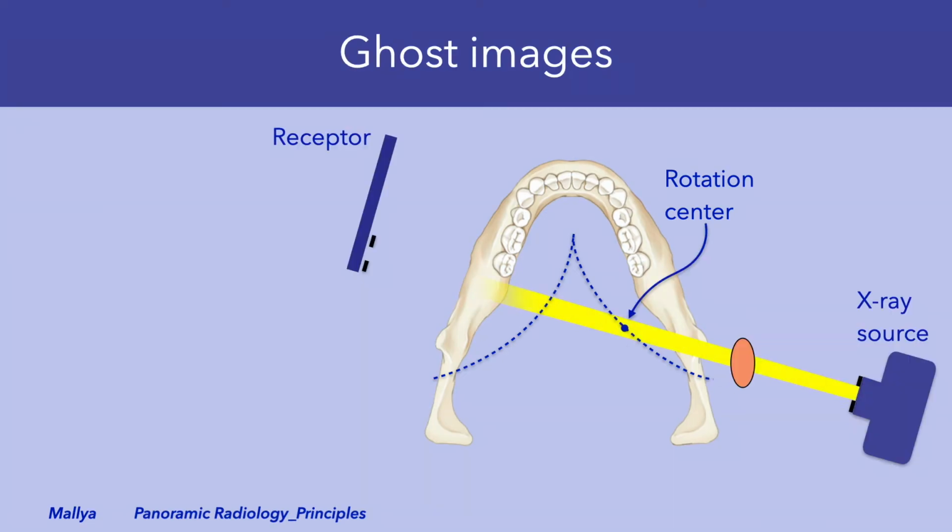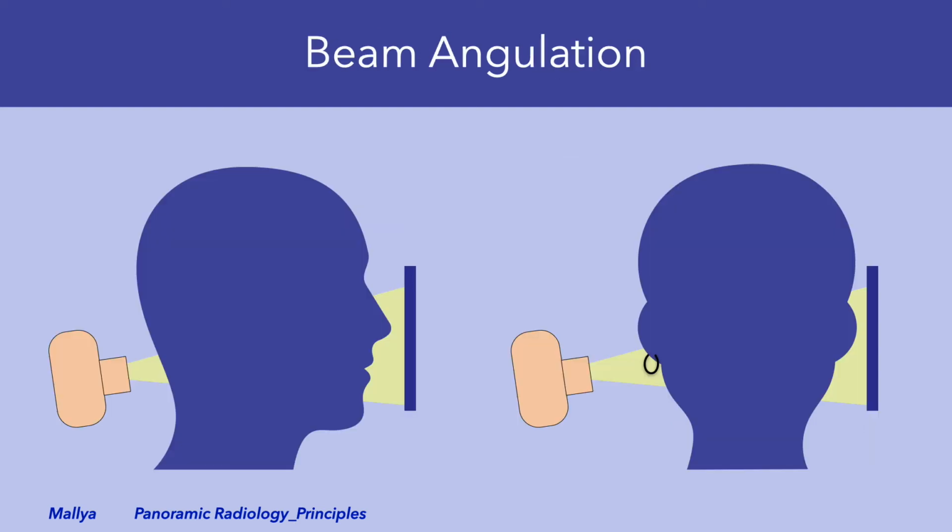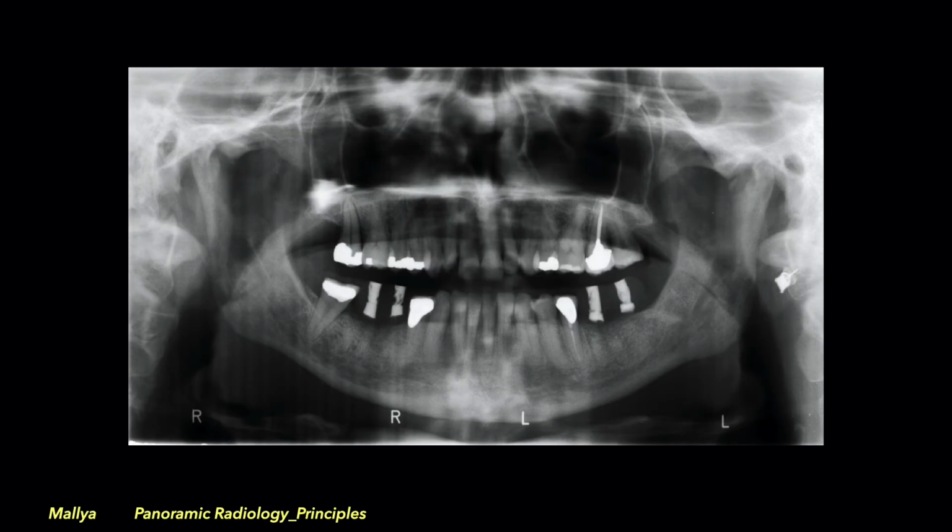Objects that lie between the X-ray source and the rotation center cast a ghost image. Note that the ghost image is cast on the opposite side of the true anatomic location of the object. Because the object is located outside the image layer and very close to the X-ray source, ghost images are blurred and markedly magnified. When making a panoramic radiograph, the beam is angulated relative to the horizontal plane with a slightly upward inclination. This angulation causes the ghost image of a structure to be cast higher up than its real image. Interpretation of these ghost images can be tricky.